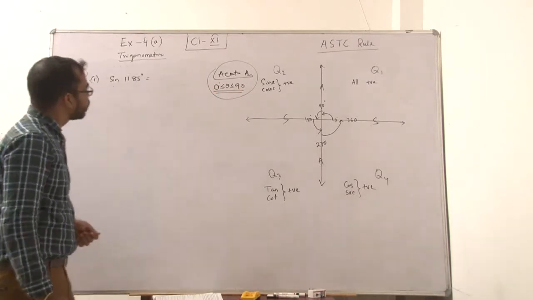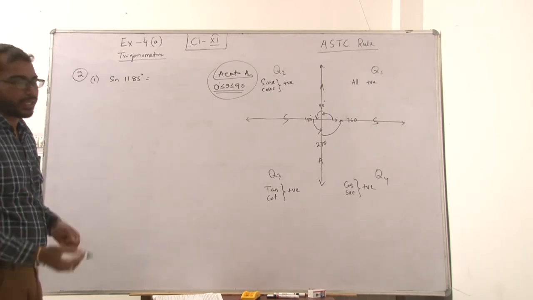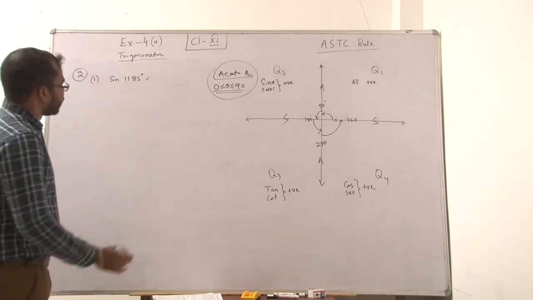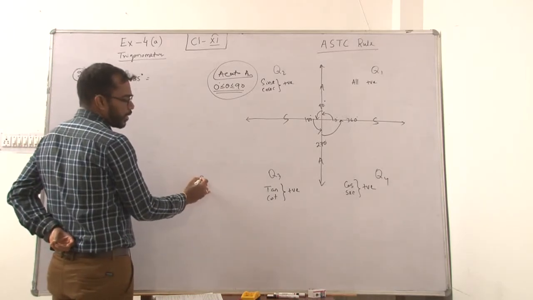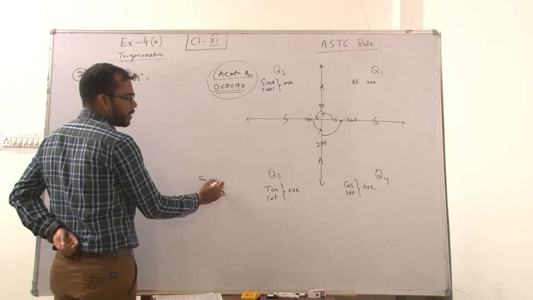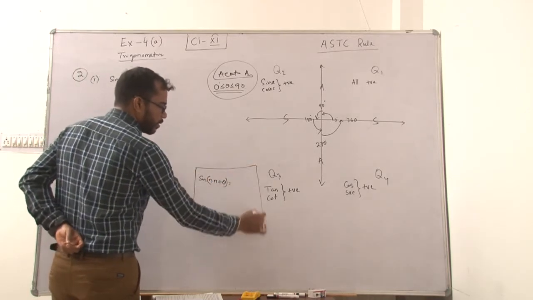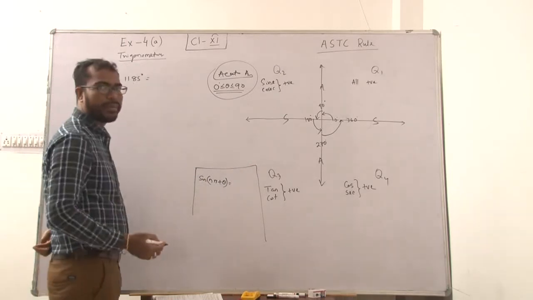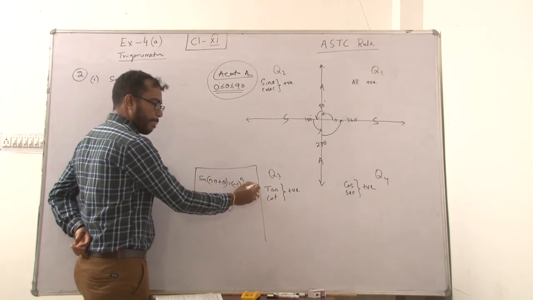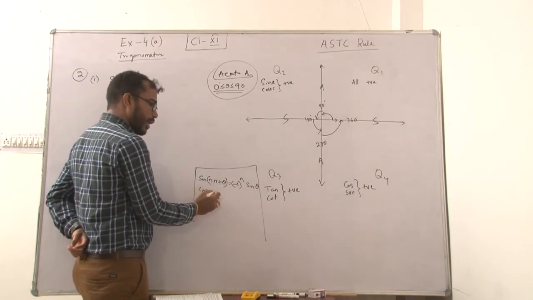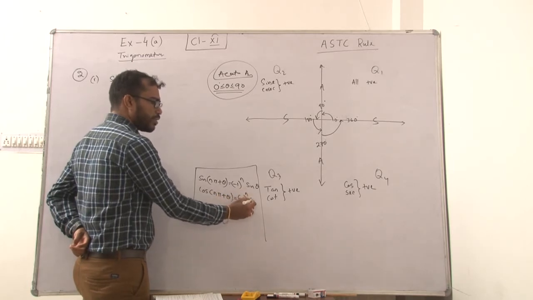Okay, so how do we convert sine 1185 degrees into an acute angle? There are some basic formulas. That is sine of (n pi plus theta). As you learned in previous classes, sine of (n pi plus theta) is equal to (minus 1) to the power n into sin theta. Similarly, cos of (n pi plus theta) is equal to (minus 1) to the power n into cos theta.